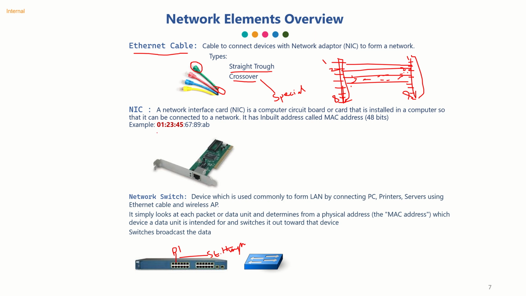Okay, so here you have another device, the NIC card. Each NIC card has an address called a MAC address. This is 48 bits. So 8 bits comprise one part, 8, 8, 8, and so on, totally it will be 48 bits. Out of this you have a 12 digit address.